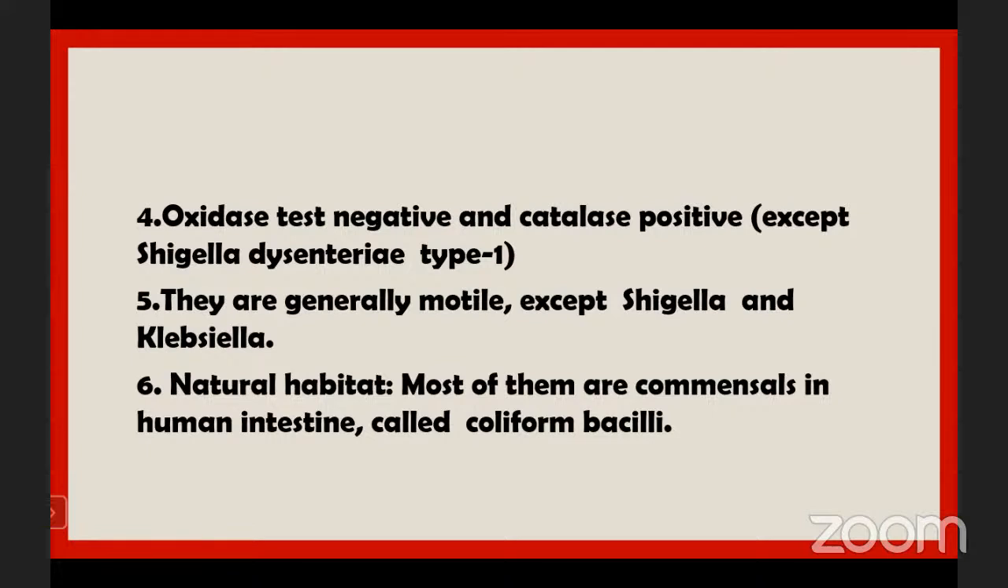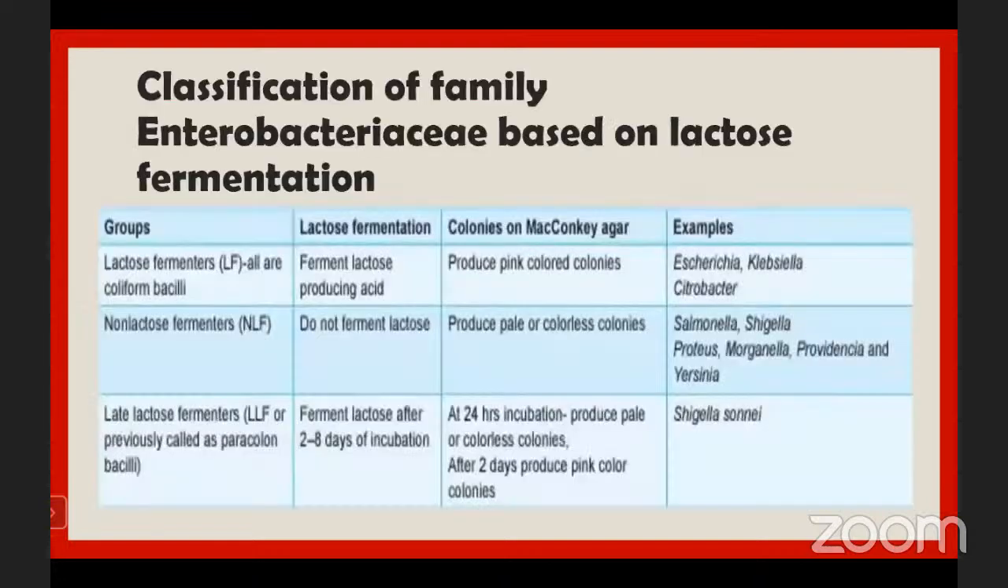except Shigella and Klebsiella, they are generally motile. Natural habitat: mostly the Enterobacteriaceae commensals are seen in the human intestine, which are called coliform bacilli.